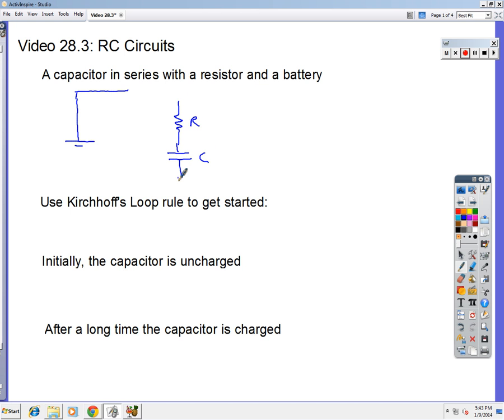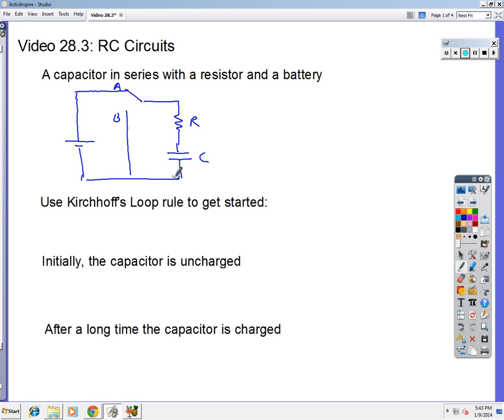Now the other thing we're going to assume is that there's a switch in it. And this switch can switch the battery in and out of the circuit. When the switch is in position A, the circuit is said to be charging. If the circuit is in B, it's discharging.